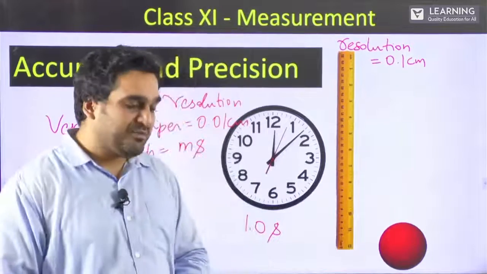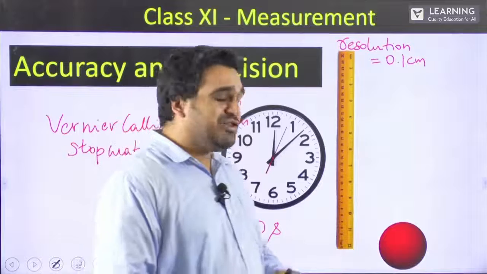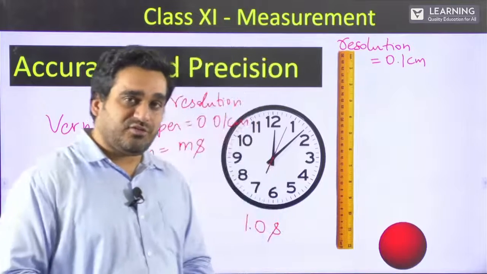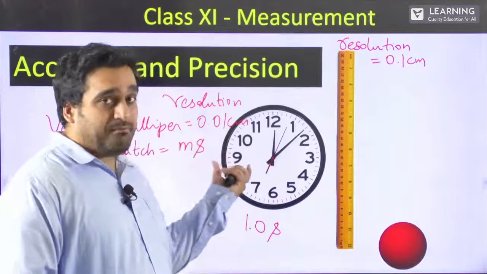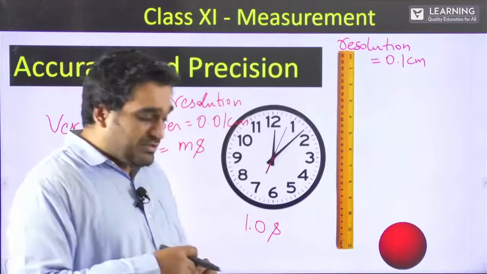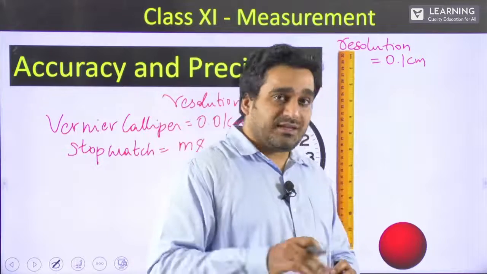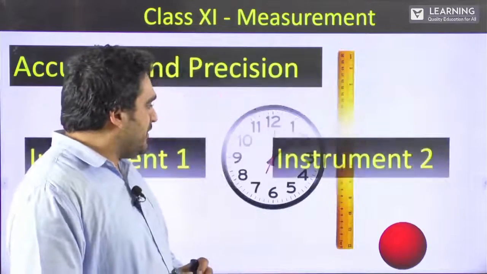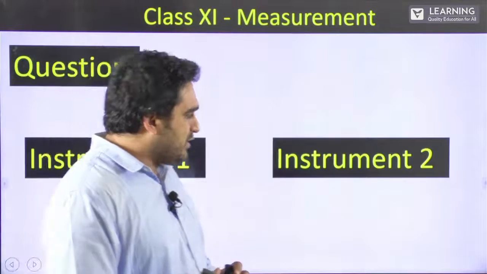At times, what happens when you make a measurement is that you go away from the true value, even when you're using a better instrument. Those are the errors which we'll be discussing in the next session. But first, a quick question.